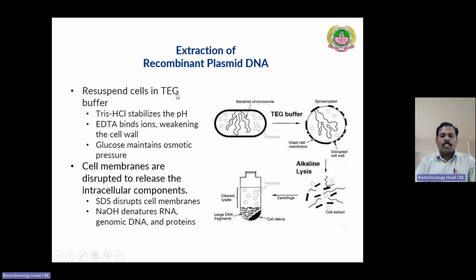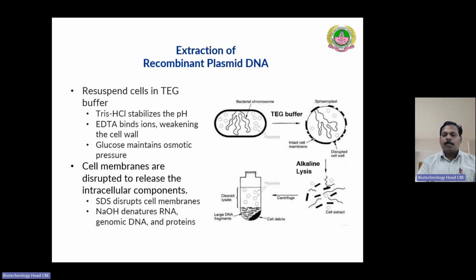And the glucose serves as an osmoticum that maintains the osmotic pressure so that the cell is intact during the entire process of isolation of bacterial plasmid DNA. Once you grow the cells overnight and harvest them, you resuspend the cells in solution 1, or TEG buffer, making the cells now in a condition amenable for lysis.